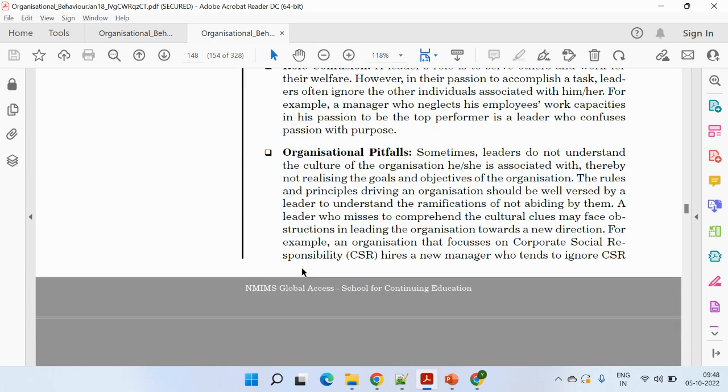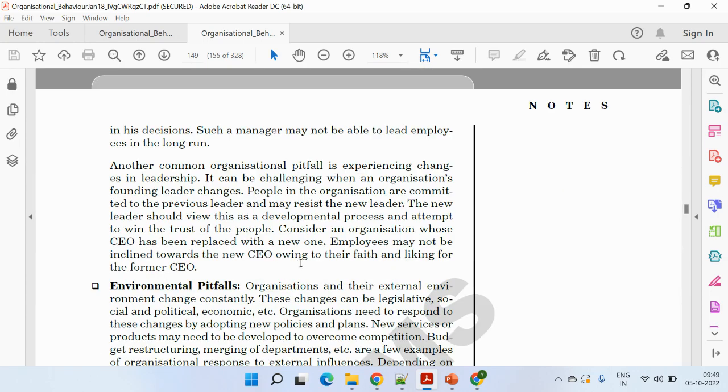The next part is the organizational pitfall. It relates to where leaders are not able to understand the organization and not able to relate the goals and objectives. So this is organizational. This is not much related, but since it is being asked, you need to mention this also in the answer.